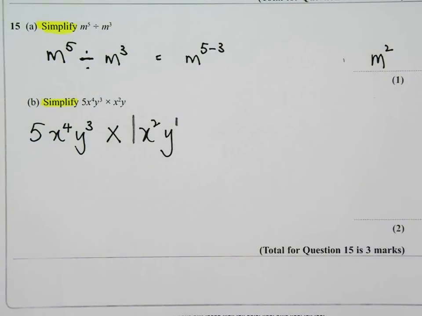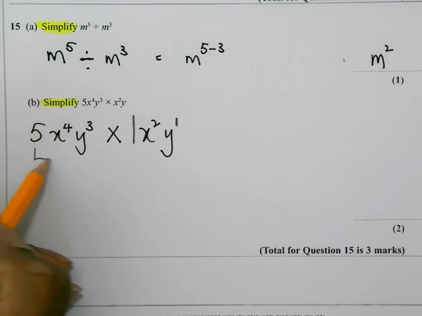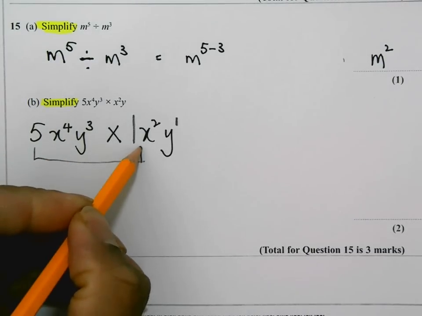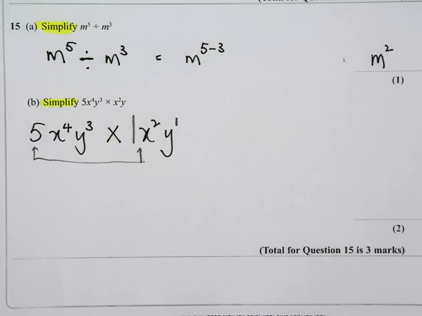So as I said, I'm going to handle the numbers first. I'm going to do 5 times 1, and 5 times 1 is 5.